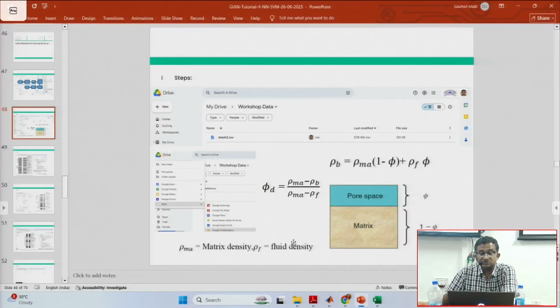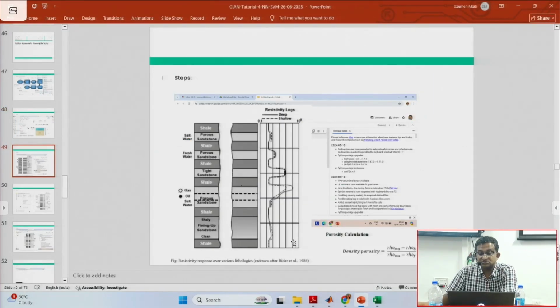Formula to calculate the porosity. This is the formula from the density logs. You can calculate the porosity. We use matrix and we use the point, that is the log density.